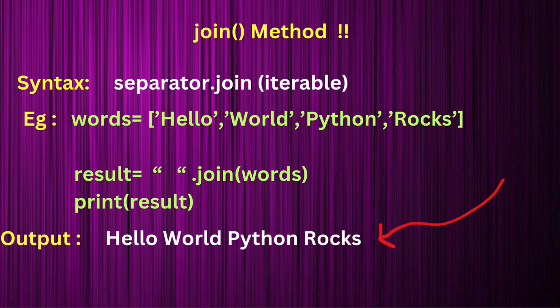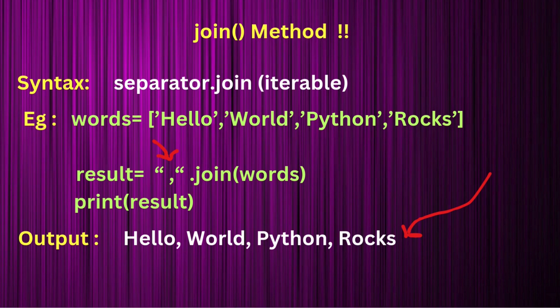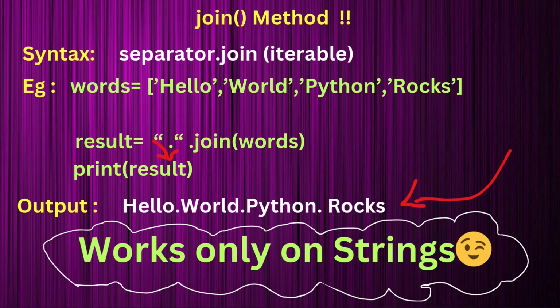In case you want the separator as a comma, you specify it in between the double quotes, and you will have hello, world, Python, rocks separated by commas. If you want a dot, you specify that, and your output looks like hello dot world dot Python dot rocks. The main thing to keep in mind is that it works only with strings. So if your list has any numbers, you first have to convert them into strings, then apply the join method.